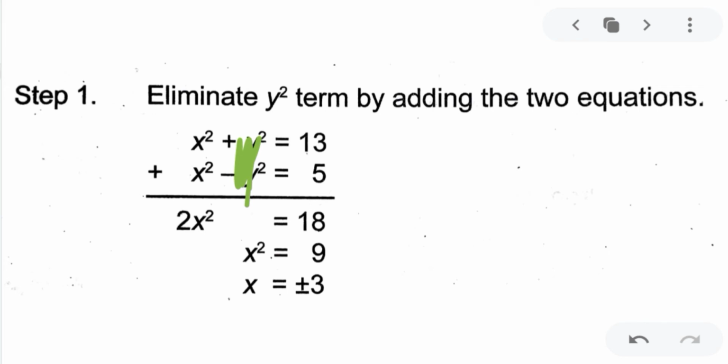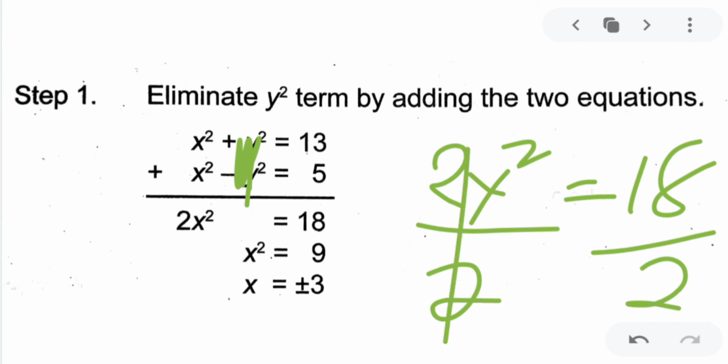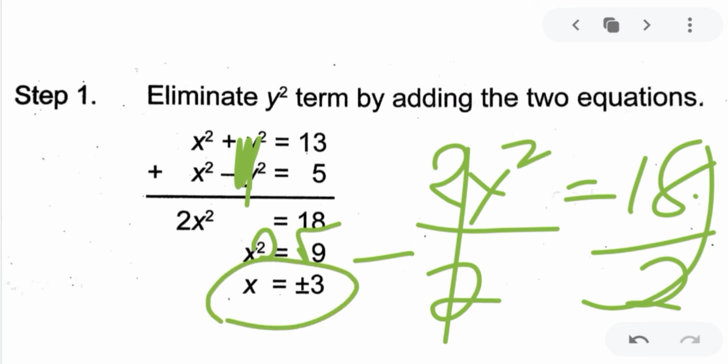So, we add the other terms: x squared plus x squared, that is 2x squared, 13 plus 5, that is 18. Then 2x squared equals 18, divide by the constant term 2 so that cancels. You will have x squared equals 18 divided by 2, which is 9. So x squared equals 9. And then take the square root to eliminate the degree here. The square root of 9 is plus or minus 3. Therefore, the value of your x is plus or minus 3.